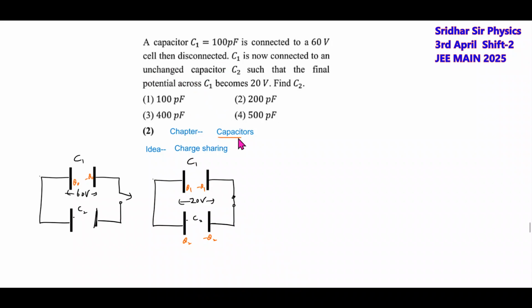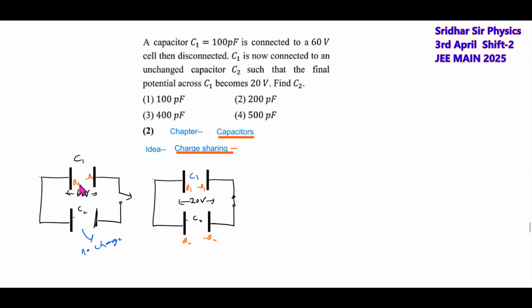Okay, this question belongs to capacitors, and the idea involved is charge sharing. We'll begin like this. There's a capacitor C1, 100 pico, connected to a 60 volt cell and then disconnected. So the potential difference across capacitor C1 will be 60 volt. It is now connected to an uncharged capacitor. This is uncharged, no charge initially. The switch is closed. Then the final potential difference will be 20 volt across it.